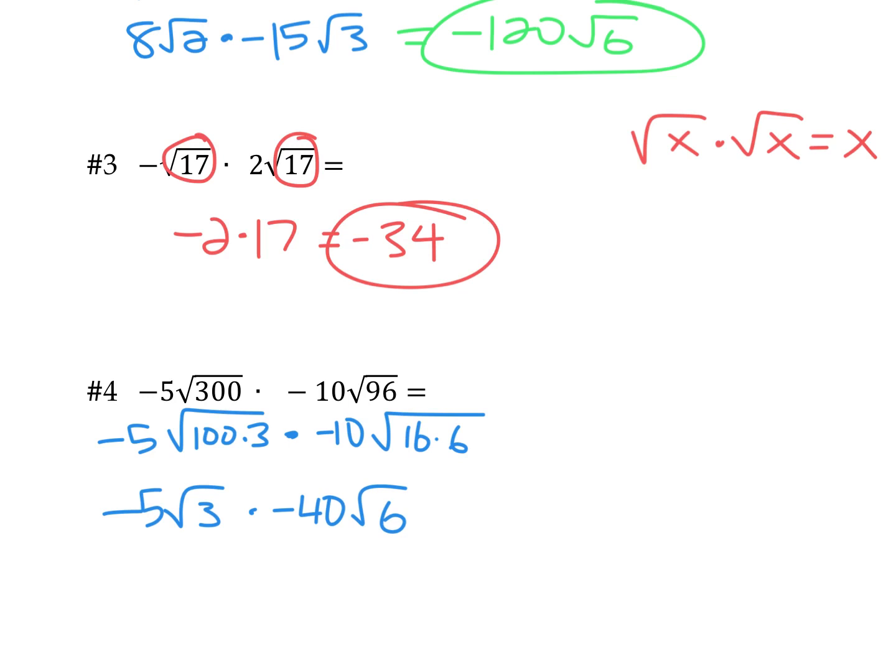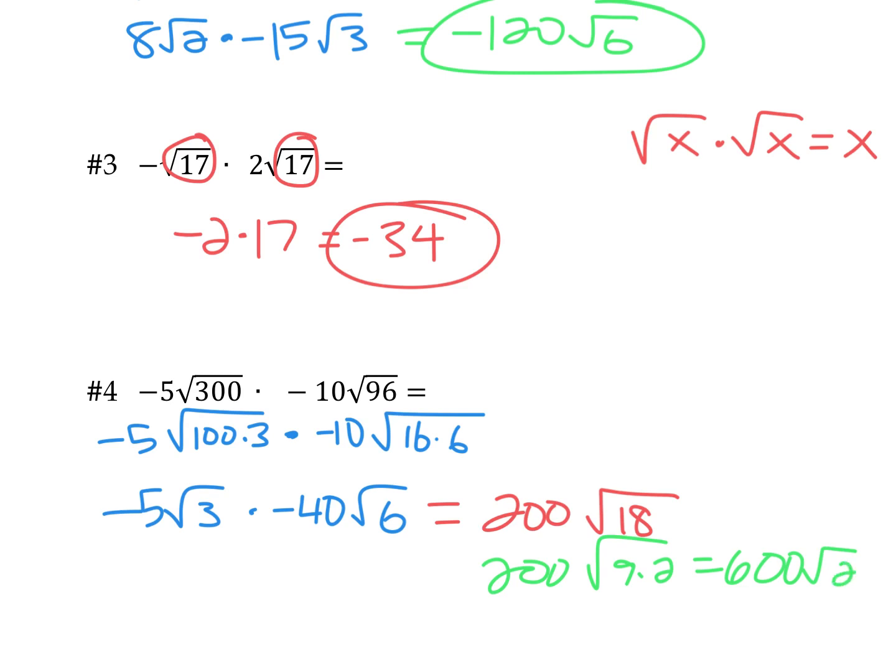And now when I multiply these together, I'm going to get 200 square root of 18. And we don't want to stop there because the square root of 18 can be simplified. That's 9 times 2, so it's 200 times the square root of 9 times 2. So the square root of 9 is 3 times 200. That's 600 square root of 2. So 600 root 2 is what that would simplify to as a final answer.